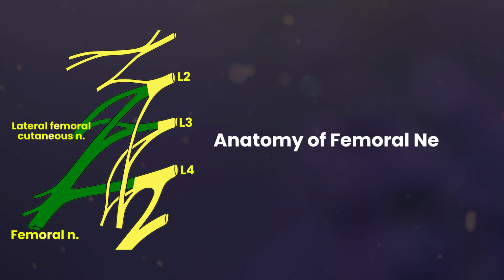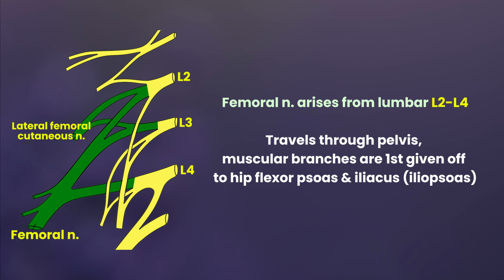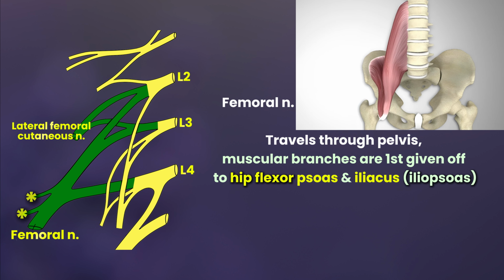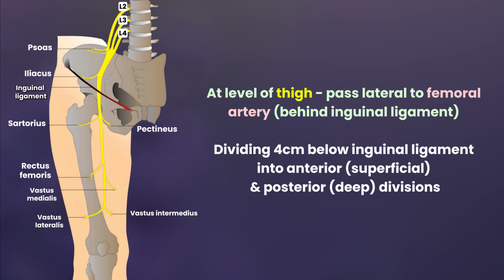The anatomy of the femoral nerve. The femoral nerve arises from the lumbar plexus, L2 to L4, and travels through the pelvis. Muscular branches are first given off to the hip flexor, psoas muscle, and then to the iliacus muscle, sometimes known together as the iliopsoas muscle. At the level of the thigh, it begins to pass lateral to the femoral artery, behind the inguinal ligament, dividing approximately 4 centimeters below the inguinal ligament into the anterior superficial and the posterior deep divisions.